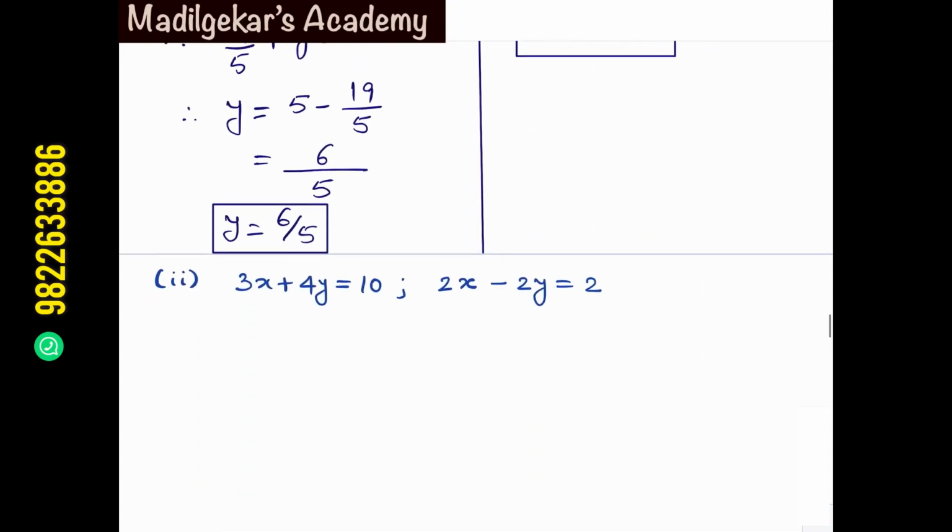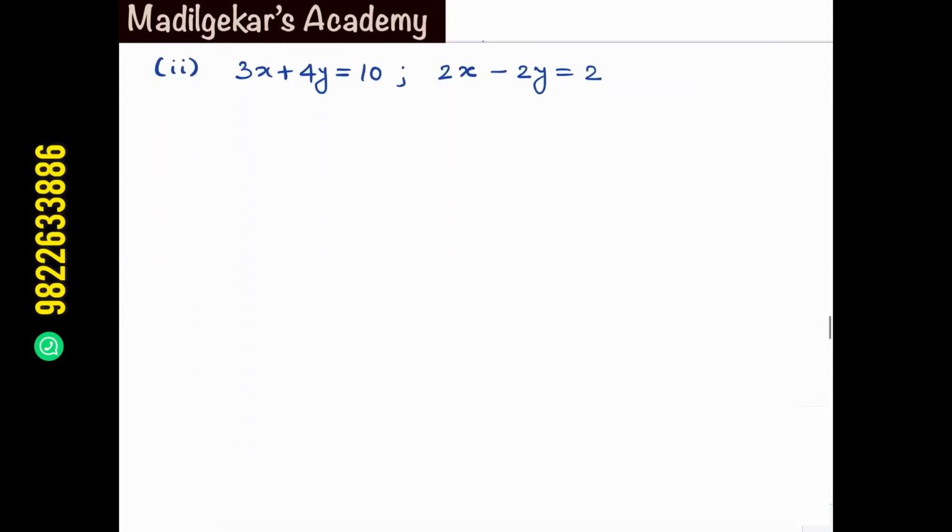Now let's switch to the second bit. From now, we'll discuss only the elimination method. This example also we have to solve by both methods, elimination as well as substitution. But from now, we'll solve the further questions only by the elimination method, because we had studied the substitution method in detail in the previous exercise. So here the first equation is 3x plus 4y equals 10, equation 1.